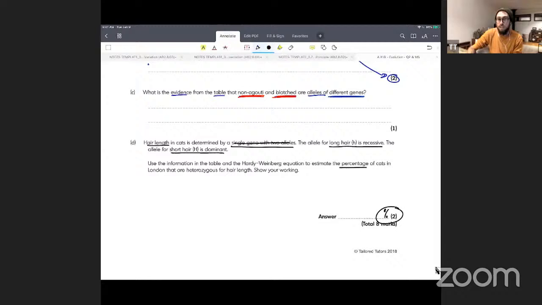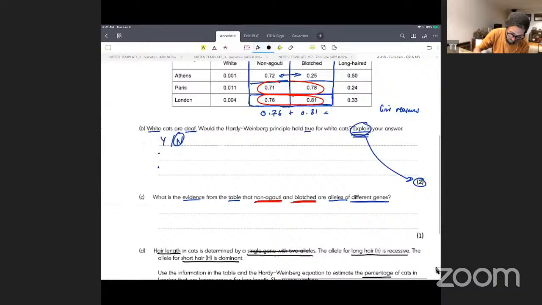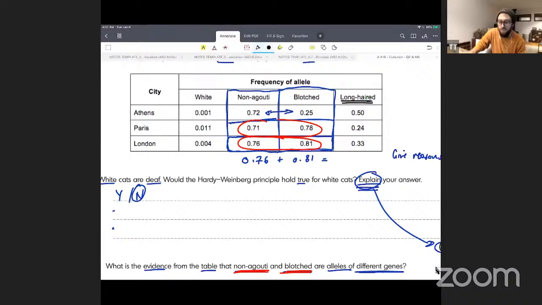Cats in London that are heterozygous for hair length. So heterozygous, we're looking to calculate 2pq. That's what we need. Heterozygotes are 2pq. We're looking for London and hair length. Okay, we've got long haired. So is this a genotype or a phenotype? Long haired. Is that their genetics or is that their phenotype? This is the phenotype.